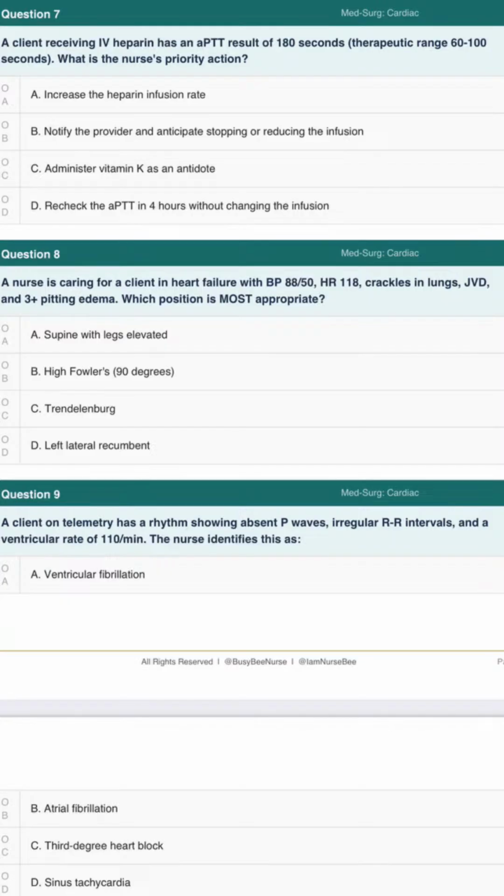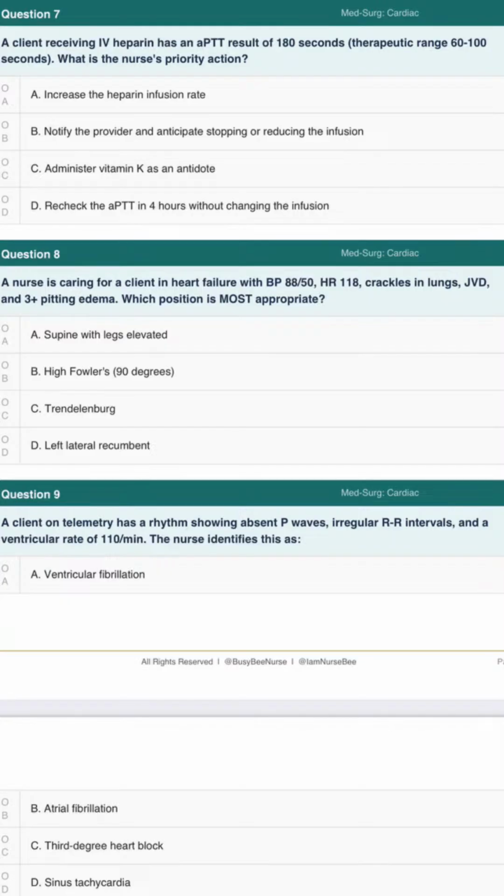Heparin, the rationale behind it: an aPTT of 180 seconds is dangerously supratherapeutic. So it's very, very dangerous. This indicates excessive anticoagulation and a high bleeding risk. The nurse must immediately notify the provider, who will likely reduce or hold the infusion. Happens all the time.